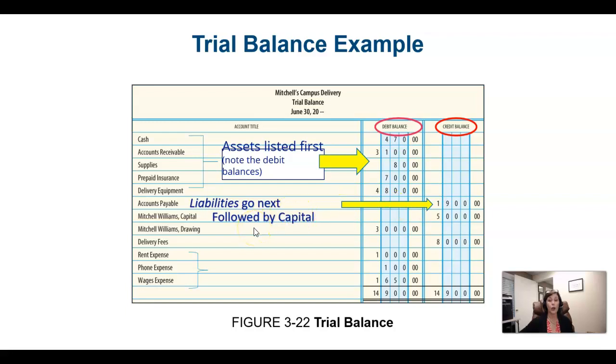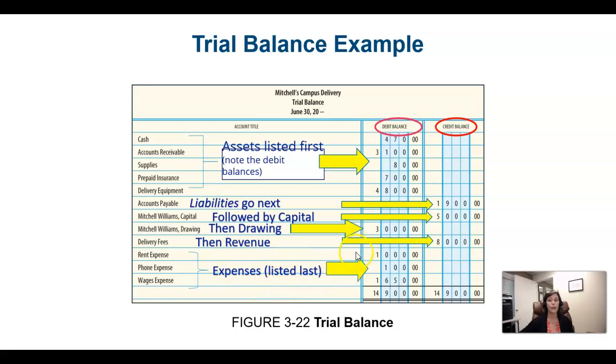We then move on to owner's capital, and our owner had an ending balance in his capital account of a $5,000 credit. We'll then move on to owner's draw, which had a $3,000 debit balance. Then move into revenue, a credit balance, and then all of our expenses come at the end, and those have debit balances. And lo and behold, we get to the end of our trial balance, and we tally up these two columns, and the debits and the credits equal, which is exactly what we want.